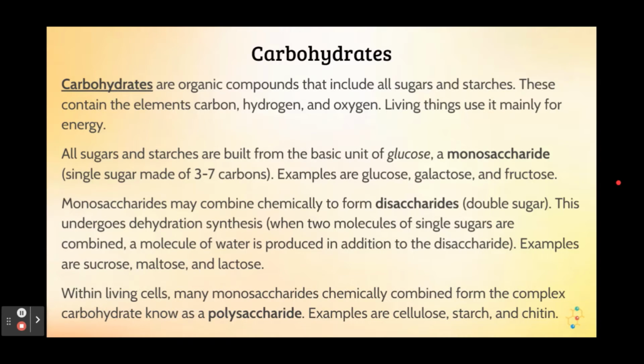Mono means one, just a good way to remember. Monosaccharides may combine chemically to form disaccharides. Di is 2, so a double sugar.